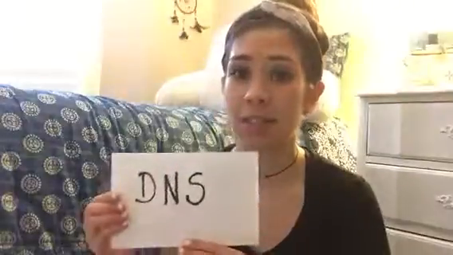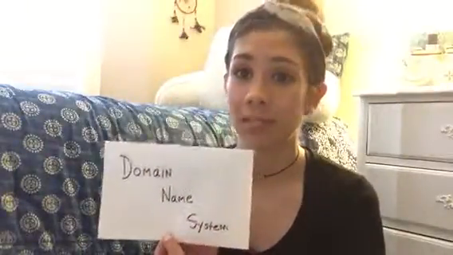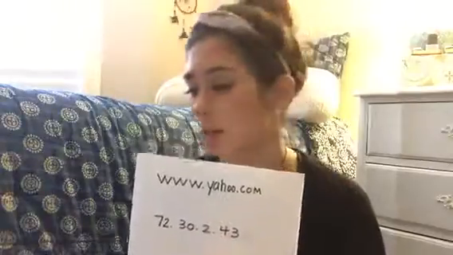So just to summarize, I was talking about our DNS, which is the domain name system. Basically, what you need to remember is that it converts domain names, such as yahoo.com, into IP addresses, which, for example, is like this number that you see here on my paper. And so that is basically how a domain name system works.